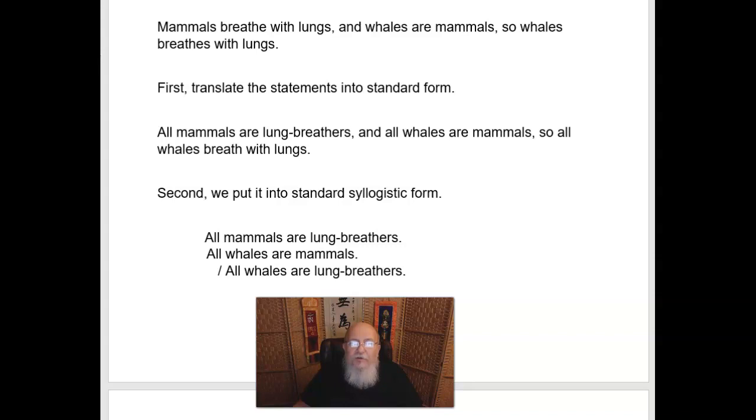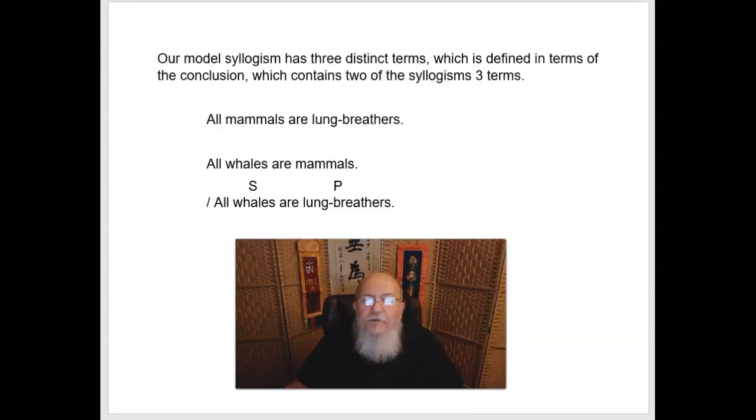Now in the next lecture, I'm going to show you a whole procedure for taking something like this and putting it into standard syllogistic form, but that's not what we're focusing on right now. I just want you to see that now we have an argument in standard syllogistic form, and our model syllogism has three distinct terms, which are defined in terms of the conclusion, which contains two of the syllogism's three terms.